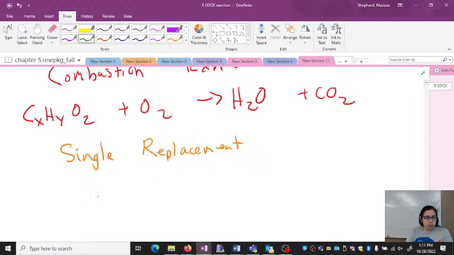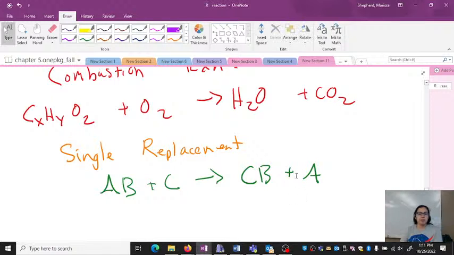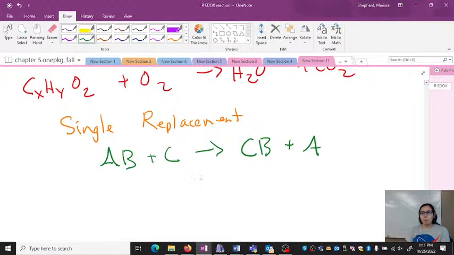And so I'll write the general form first while you think about the example. So we have some sort of compound plus something in its elemental form, and then they're going to swap partners and make a new product CB, and then make A. So do you remember which one in lab was like this? You were replacing one metal with the other. I don't remember what the one in the lab was, but there's one from last week.